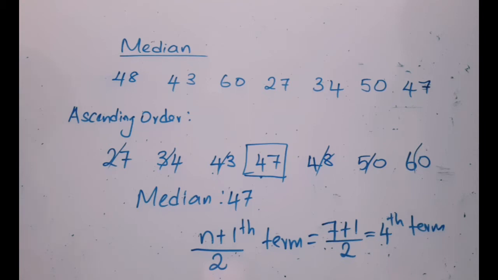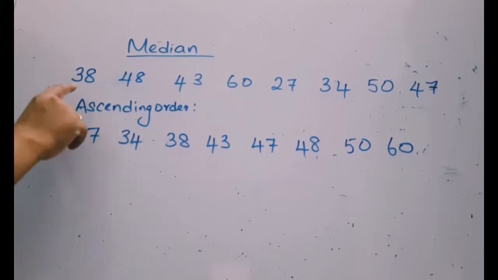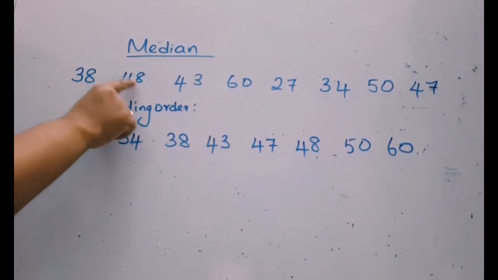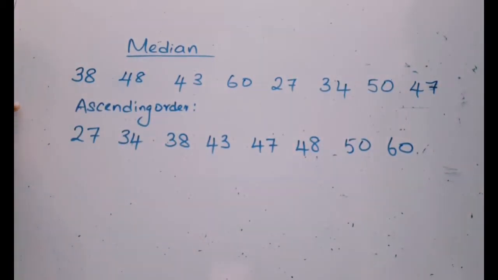Now let's look at the data if they are in even numbers. How do we find the median? So here's another example. The number of data in here is 8. If you count, you will get 1, 2, 3, 4, 5, 6, 7, 8. So the first step to find the median is to write them in ascending order. So I have written them in ascending order.